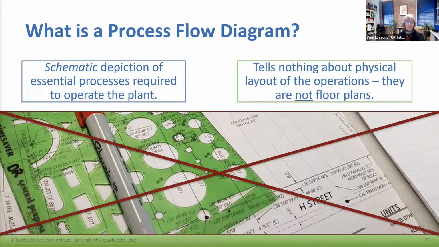Now let's talk about process flow diagrams. And so when Maura was talking about doing a walkthrough, it's about gathering information and making sure that you're understanding what's happening where. It's not an architectural drawing necessarily. It's a schematic. It's a depiction of the essential processes required to operate your facility, to manufacture your product. It doesn't necessarily tell you anything about the physical layout of the operations, though it could be based on that.